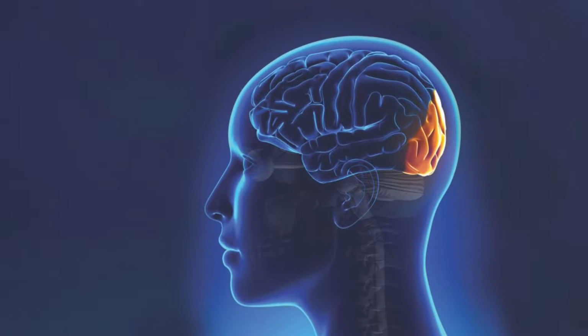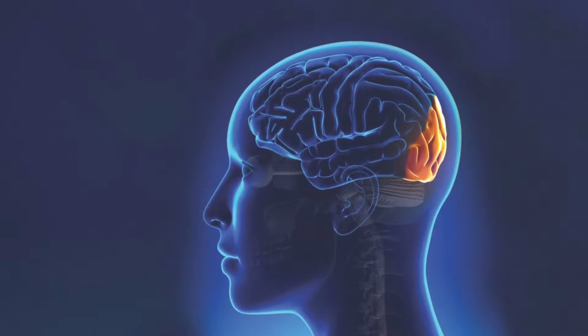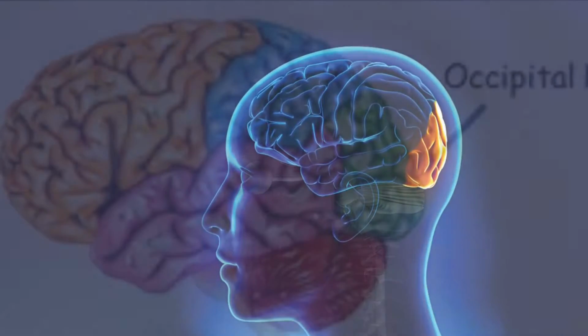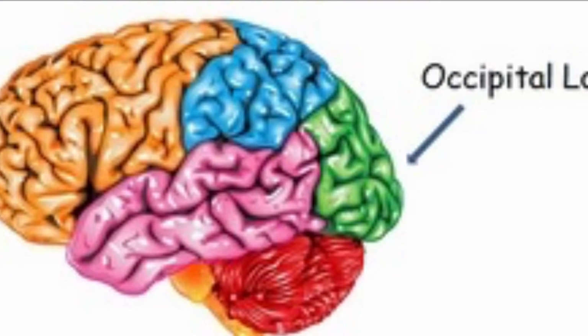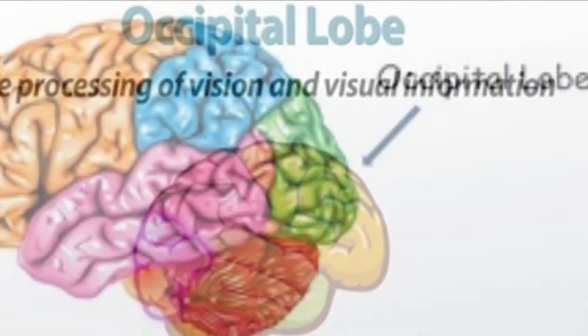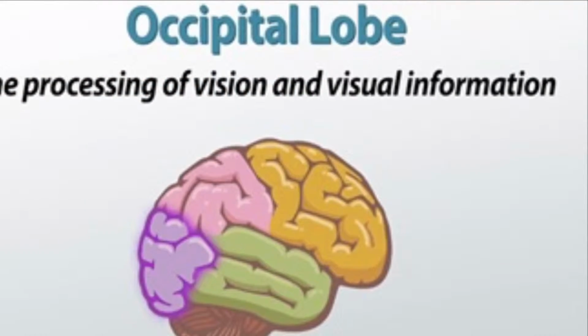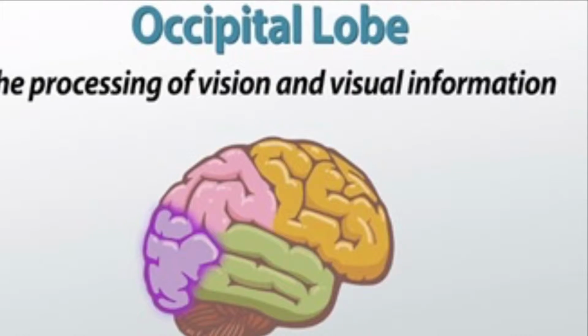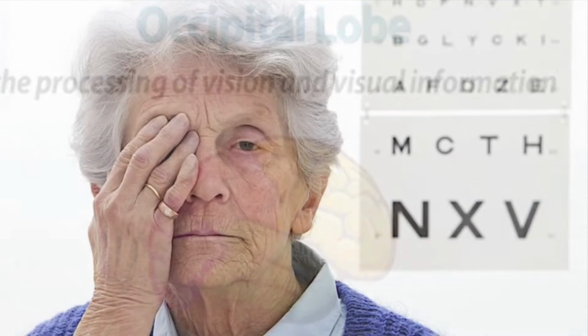The fourth and final lobe we are going to talk about is the occipital lobe. It is located in the back of the brain. Occipital means back of the head. The occipital lobe is the vision portion of the brain. It is also the smallest lobe, covering only about 12% of the neocortex, but it is one of the most important lobes, and we depend on it every day.